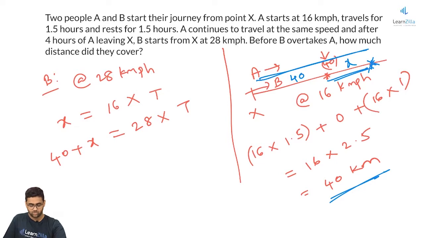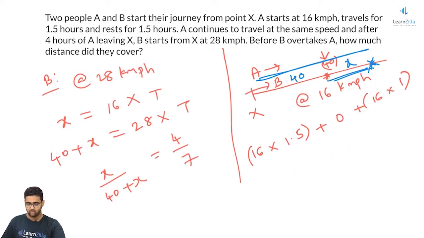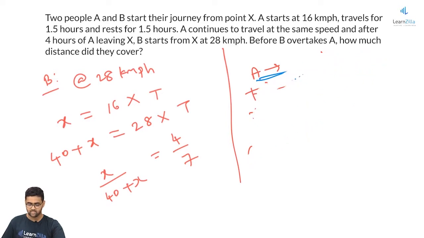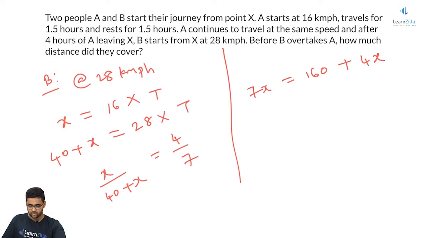So if you take the ratio of these two, x by 40 plus x is equal to 16 by 28. 4 4s are 16, 4 7s are 28. So now we will have to find out the value of x, which will be the distance at which both of these guys will meet. So to simplify this, let us now cross multiply this fraction on both sides. We have 7x is equal to 160 plus 4x. So 3x is equal to 160, x is equal to 160 by 3. This is something like 53 1/3.